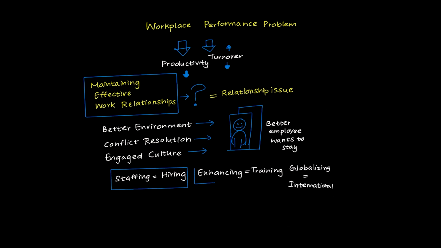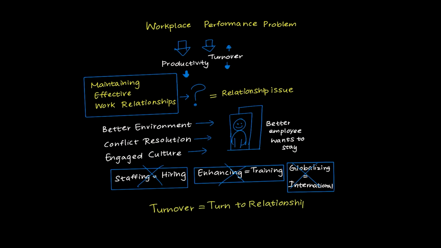Here's a WGU D351 OA exam tip for you. When a question pairs turnover with morale or productivity, think relationships first. Quick recall hook: turnover equals turn to relationships.